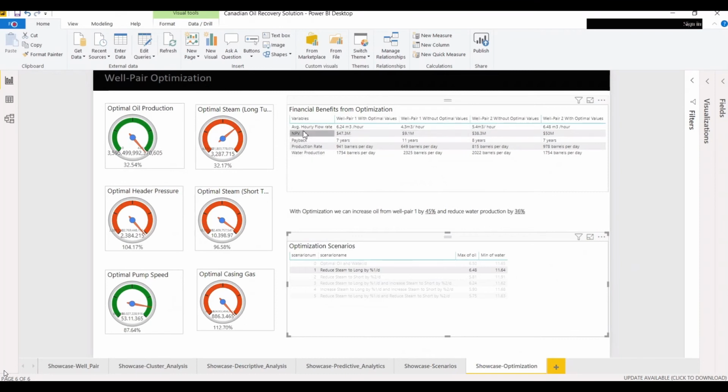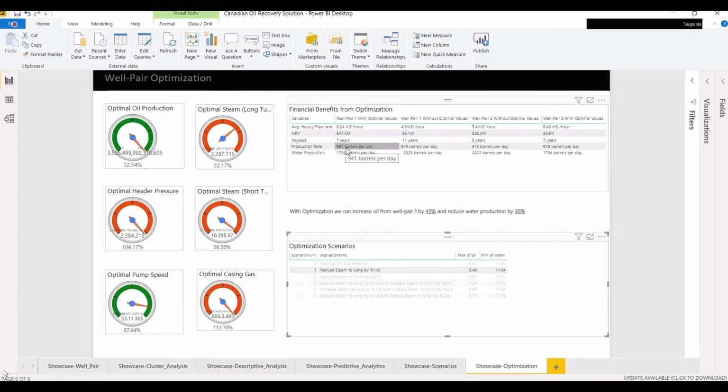We can see that the net present value of this well over a 30-year life cycle is $47.3 million, and $9.1 million without our solution. So the payback on the investment with our solution with optimal parameters versus without optimal parameters is 7 years payback on the investment versus 11 years payback on the investment without our solution.